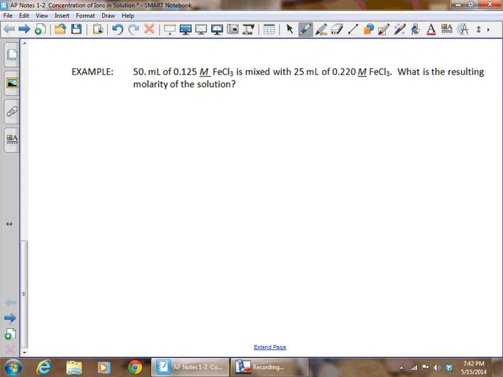Okay, our final example deals with mixing 2 solutions now that are composed of the same thing. We've got 2 different concentrations of solution of iron trichloride, and we're going to mix those 2 solutions together, different amounts of each solution, and we want to know the resulting molarity of the solution. So remember, molarity is still moles over total liters. And we're looking at the molarity of the solution itself, not of the ion. So that's going to make it a little bit easier.